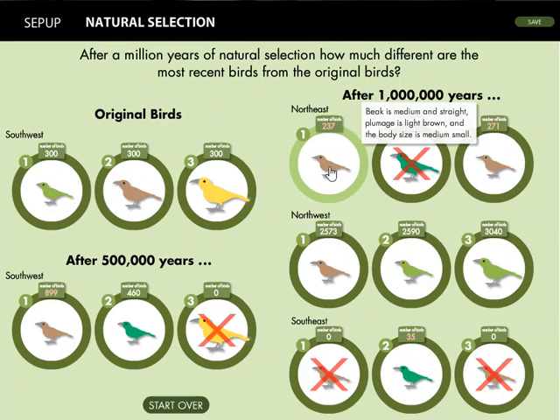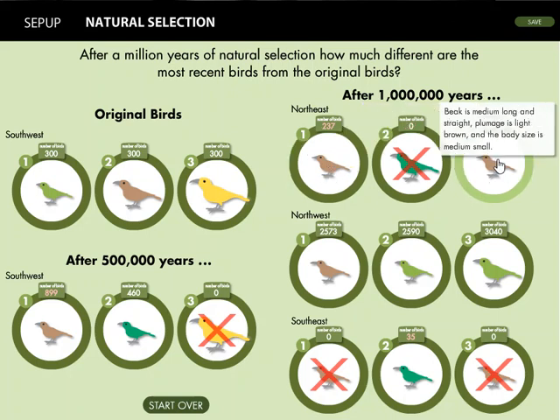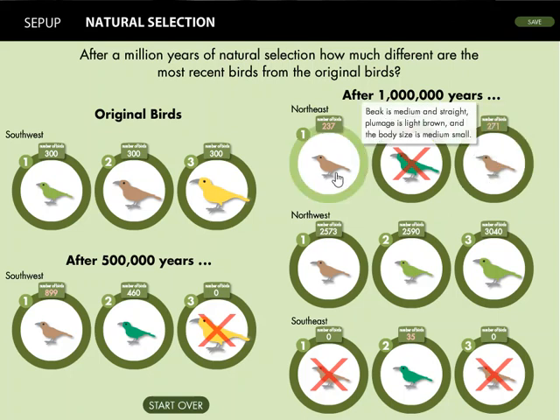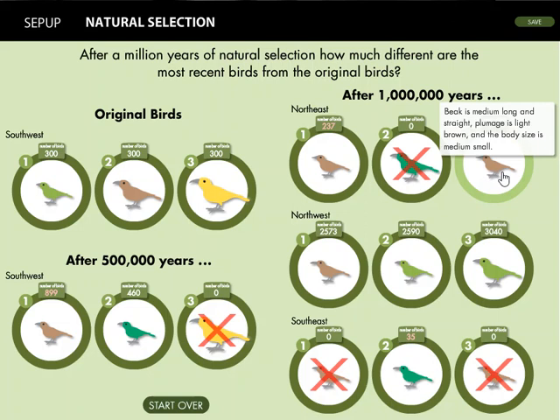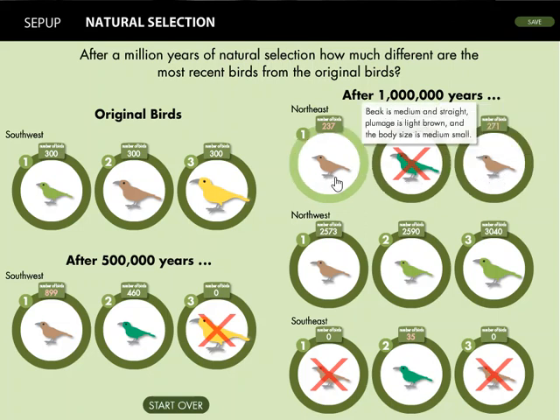In the northeast, medium straight beak, medium long and straight, light brown, and medium small. Light brown, medium small. So these two are almost exactly the same, except for one beak is slightly longer. And if you remember, that's because their food source was predominantly insects and seeds.